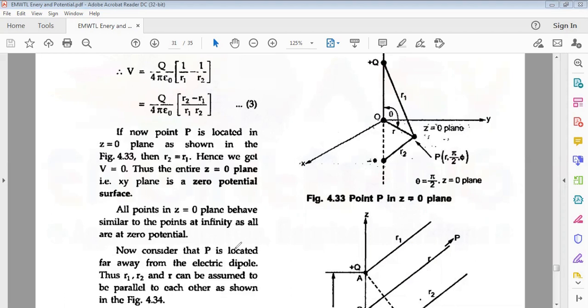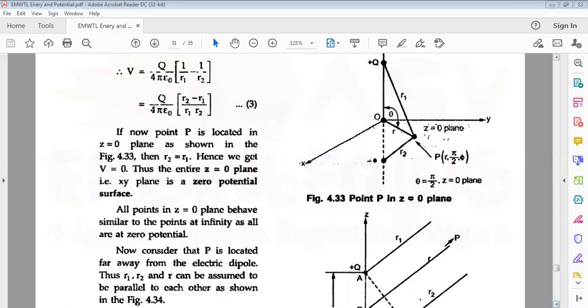Now consider that P is located far away from the electric dipole. Previously, if I assume a point P with distances R1 and R2, the potential at P is V. And in the second case, when R1 and R2 are both the same, the distance from point A to point P and from point B to point P are the same, then the voltage is 0.